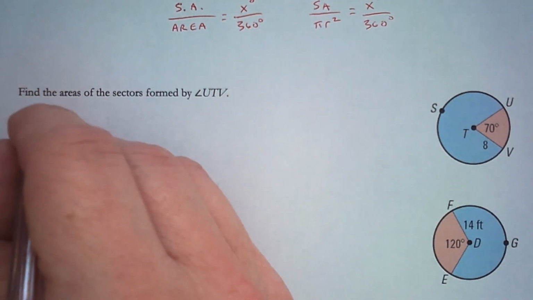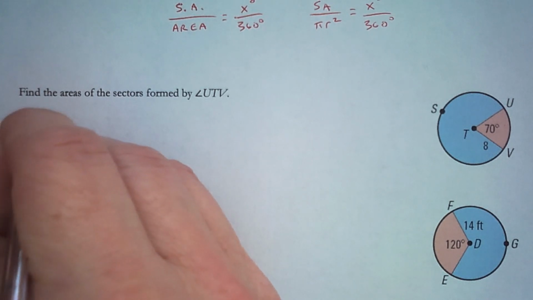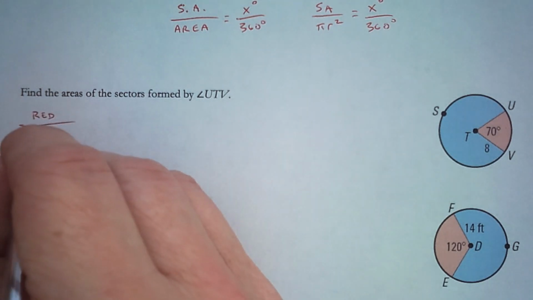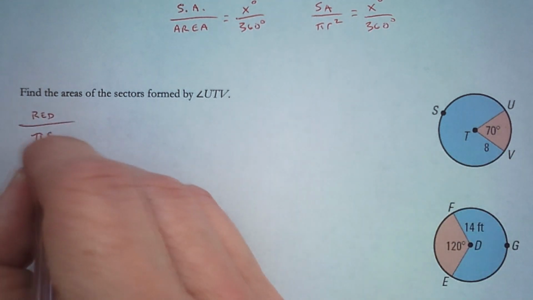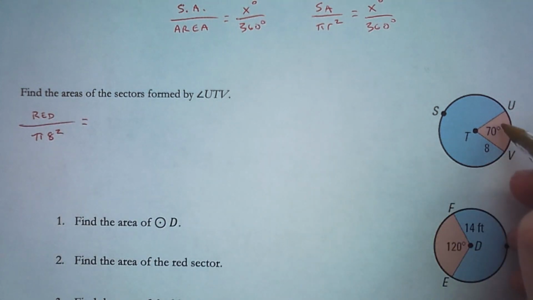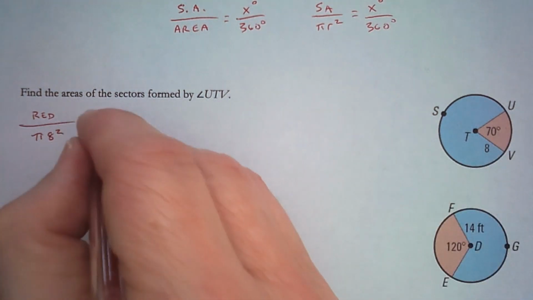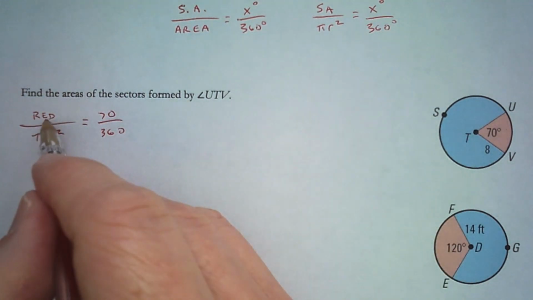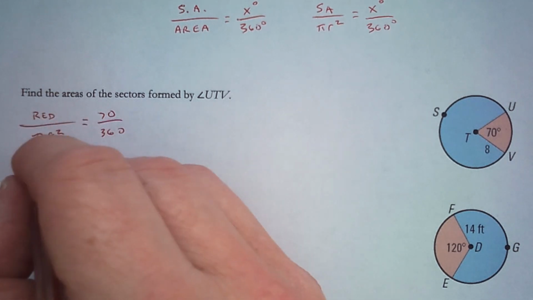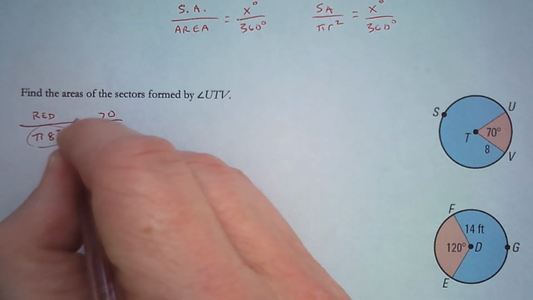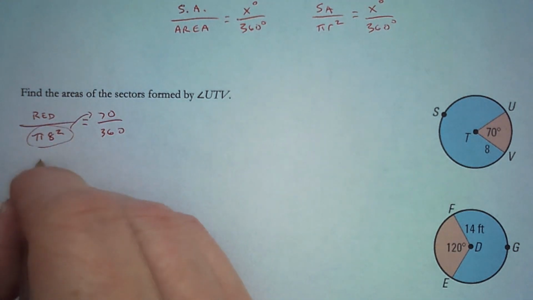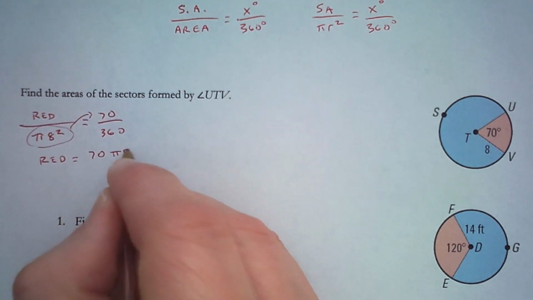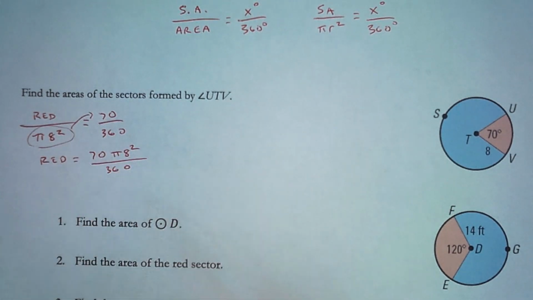So the area of that sector, we'll just say the red area, is to the area of the entire circle, which is pi times the radius, 8 squared, as the number of degrees of this sector, which is 70 degrees, is to 360. Now red is my variable, and when a variable is on top, I can just take what's on bottom and multiply it diagonally across. So the red area is equal to 70 times pi 8 squared over 360.